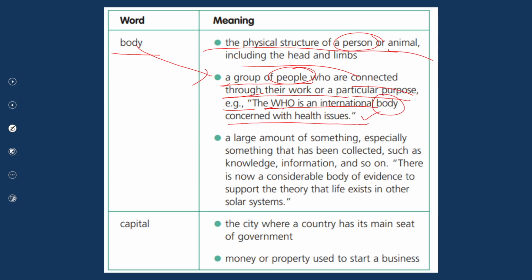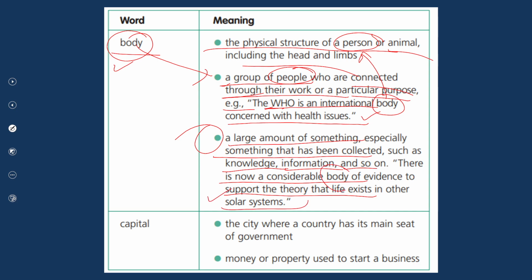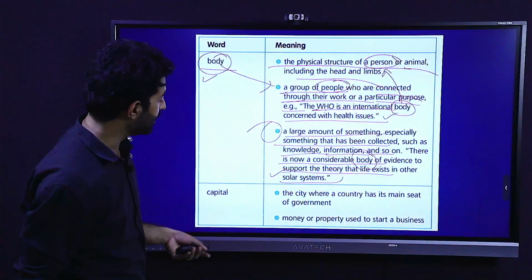Now, this body is not like this one. It is different. It means we have one word with different meanings. They are called homographs, homonyms. Body also means a large amount of something, especially something that has been collected, such as knowledge, information, and so on. For example, there is now a considerable body of evidence to support the theory that life exists in other solar systems. So this body is different. So in the dictionary as well, you can find multiple meanings.